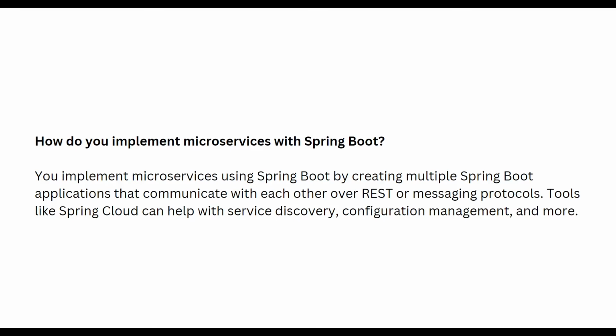So first things first, we have to understand microservices architecture. Microservices architecture involves breaking down an application into small independent services that communicate over a network. Each service focuses on a specific business capability and is developed, deployed and scaled independently. Now here we can use REST or messaging based protocols in our Spring Boot application for the communication of microservices. Also we can use tools like Spring Cloud, which will help us with service discovery, configuration management.